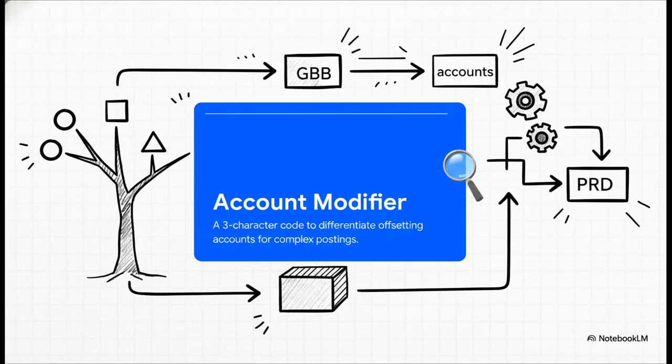But hey, sometimes a branch needs to split even further. Enter the account grouping code, or account modifier. This is a 3-character code that acts basically like a specialized trunk, distinguishing highly complex consumption scenarios specifically for event keys like GBB and PRD.